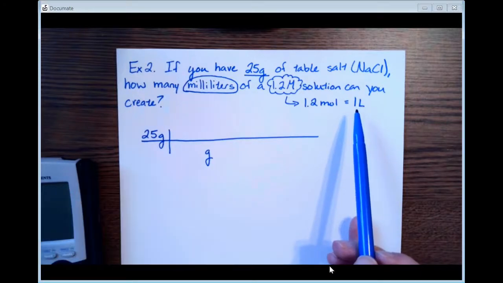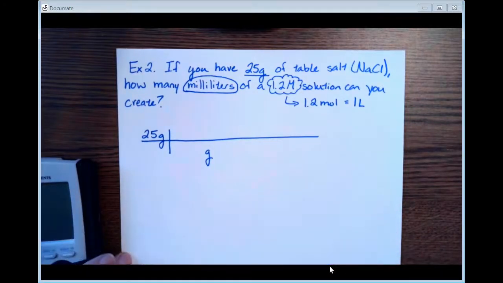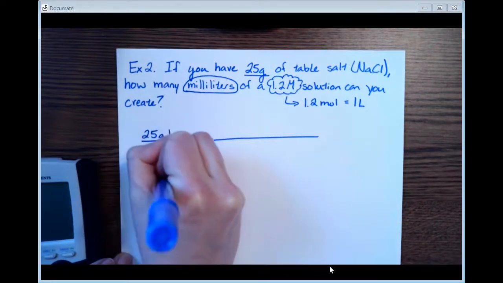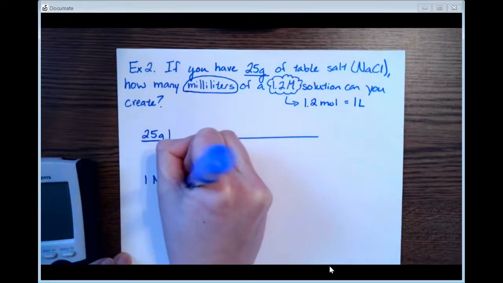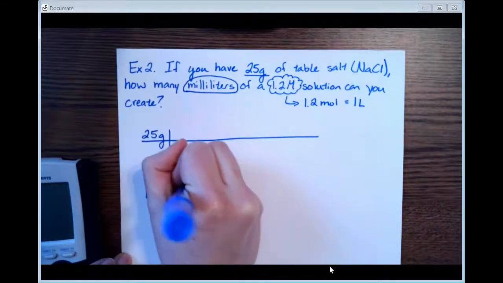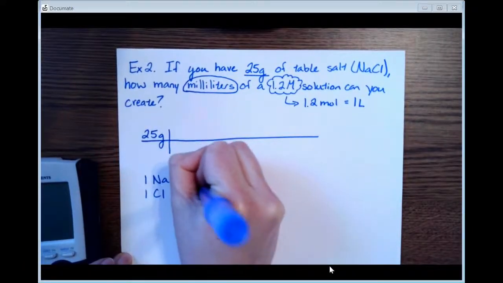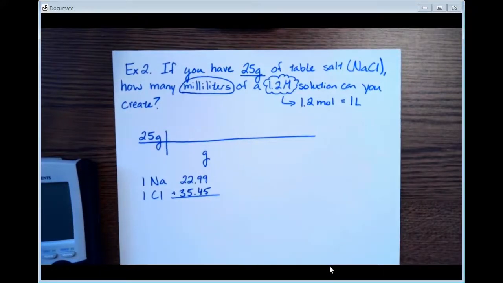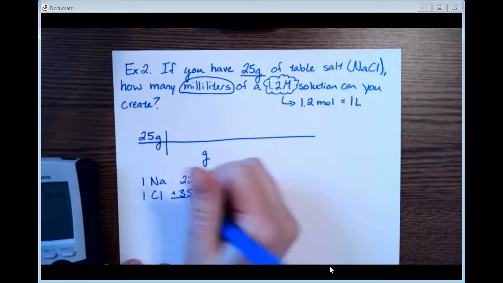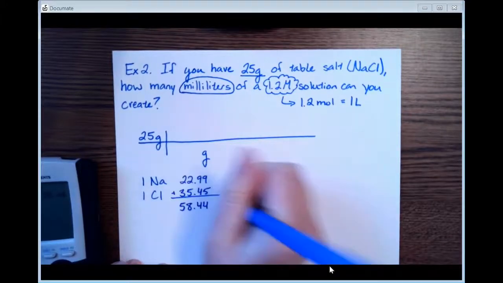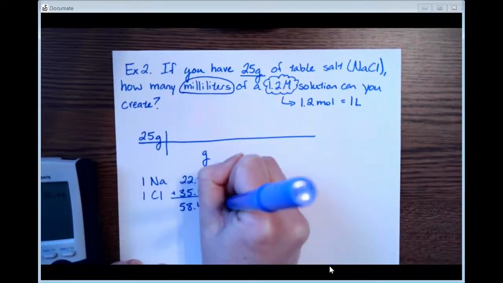So let's go ahead and we're going to calculate the molar mass of sodium chloride. So we have 1 sodium. Each sodium has a mass of 22.99. And we have 1 chlorine. Each chlorine has a mass of 35.45. If we add those together, okay, 22.99 plus 35.45, that gives me a molar mass of 58.44 grams per 1 mole.